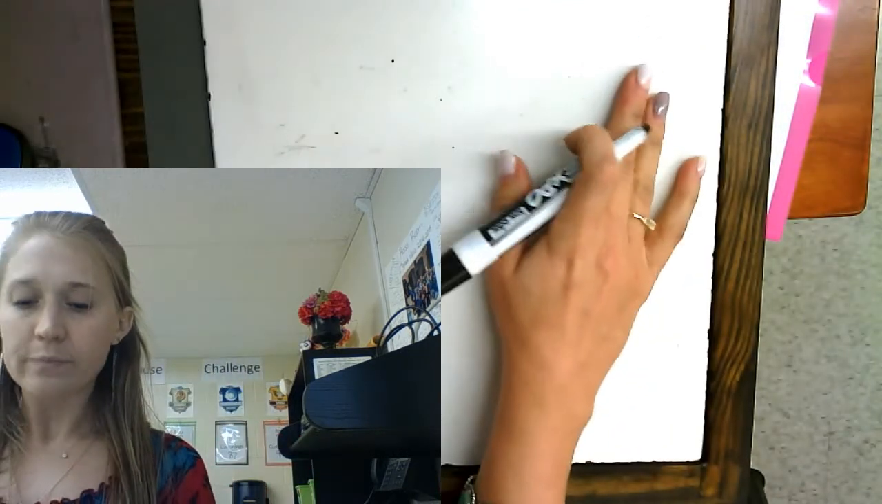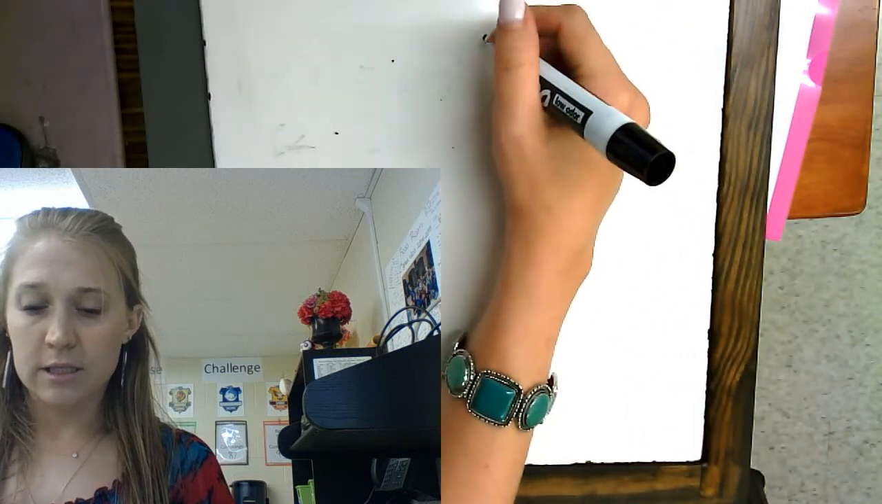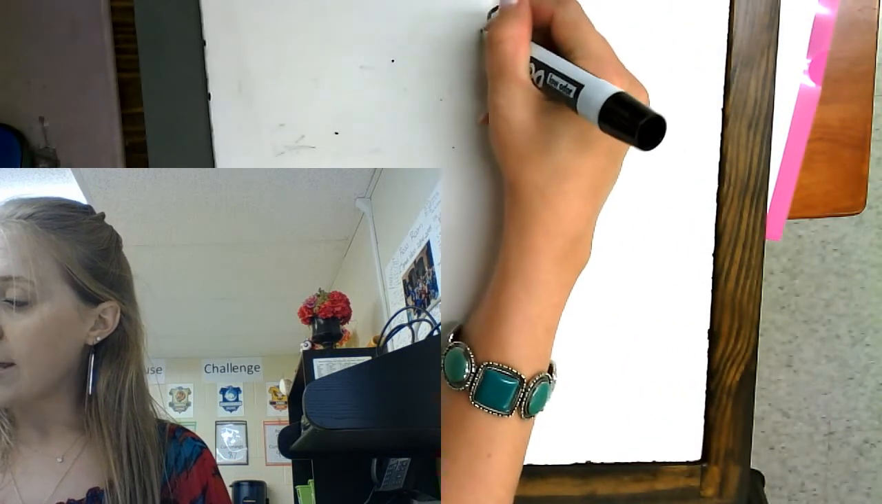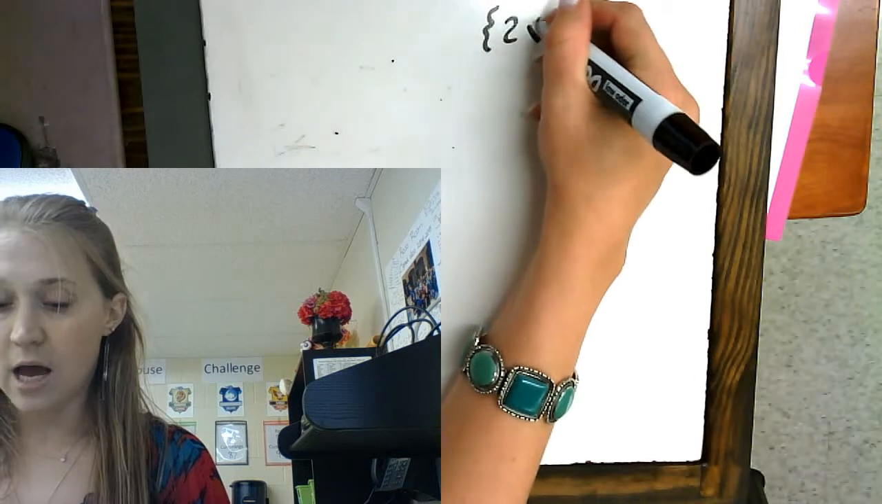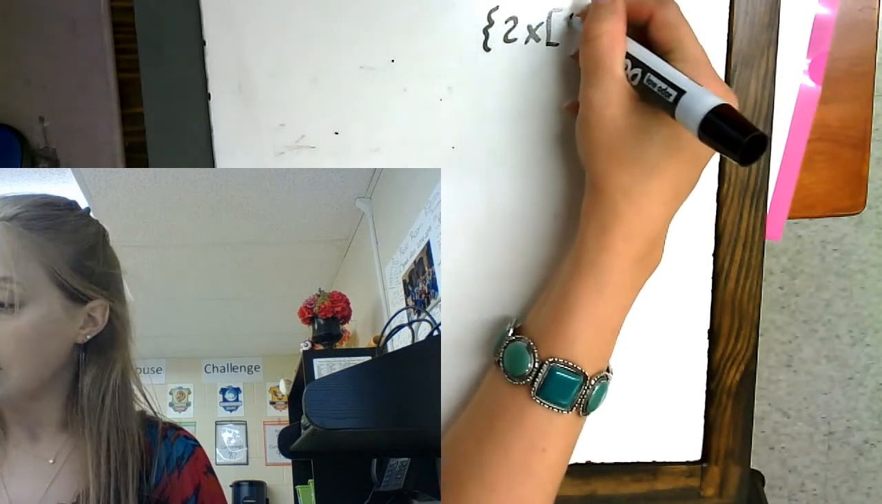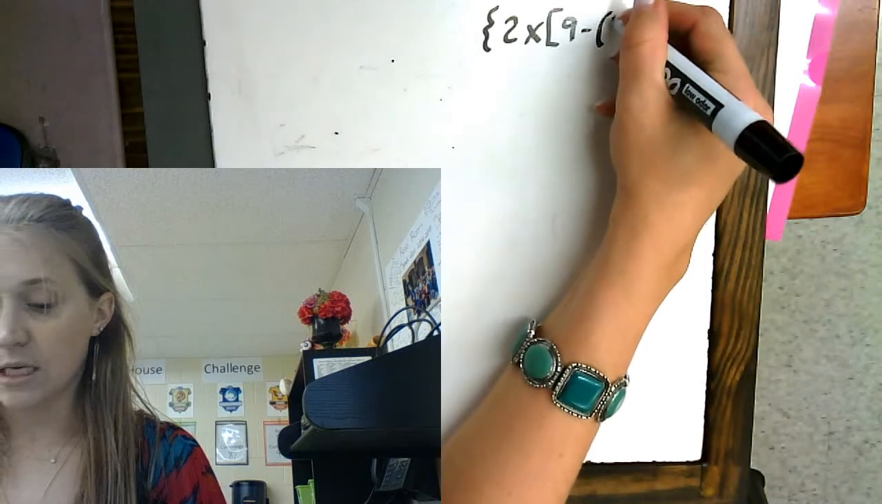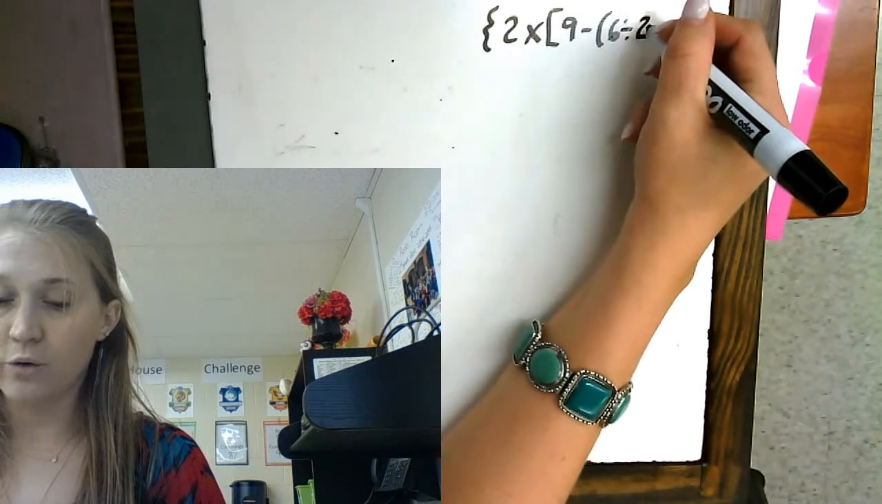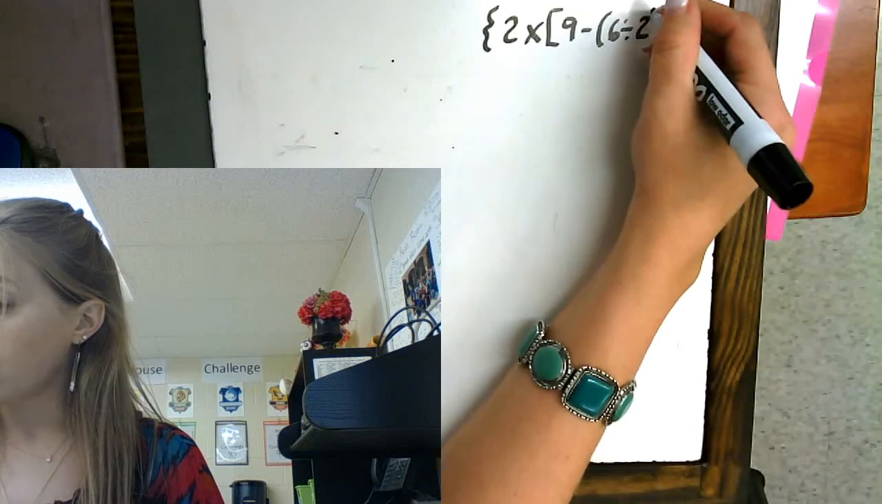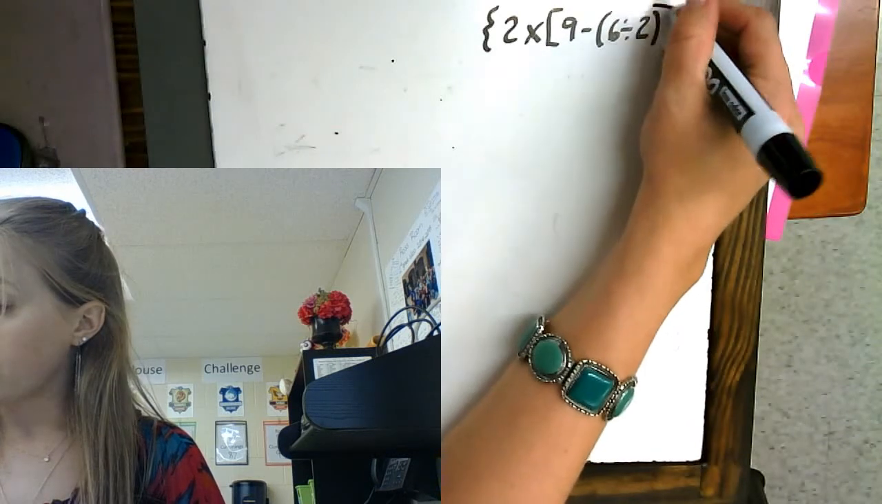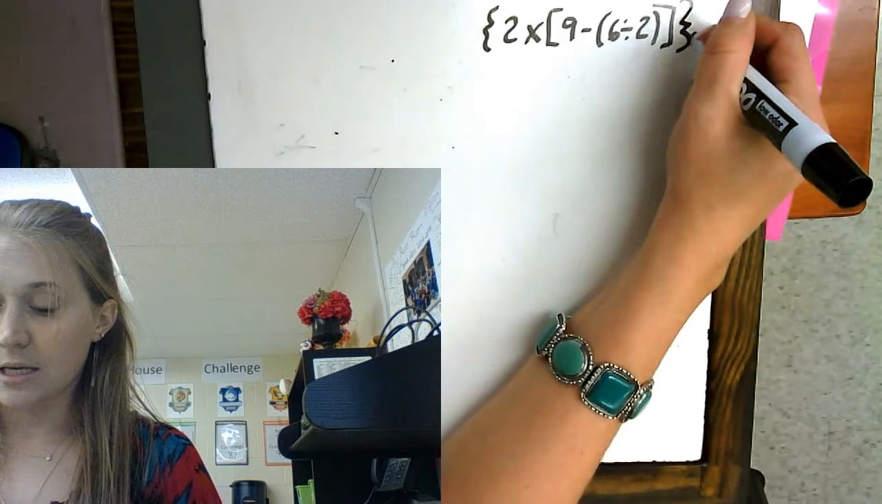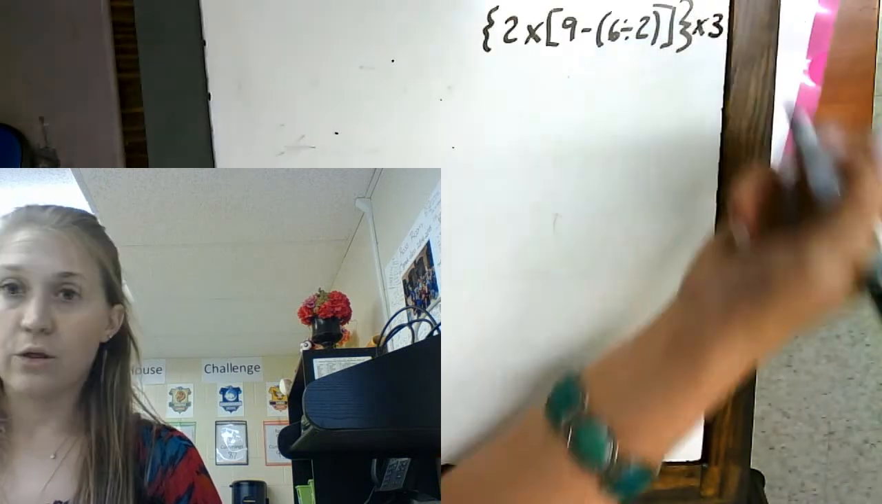So I want to jump on down to problem number 9 in your homework. There are a lot of grouping symbols in this. We've got braces 2 times bracket 9 minus parentheses 6 divided by 2, and now it gets a little bit crazy. We have to close our parentheses, close our bracket, close our braces, and multiply it by 3.